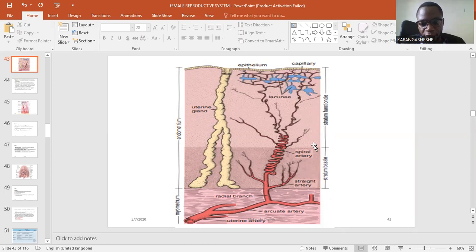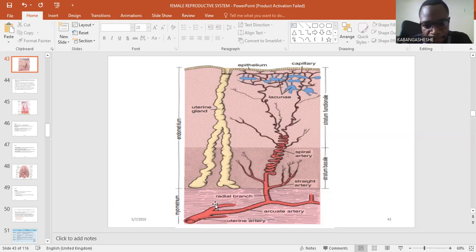Now, before we look at the muscle layer, I would like us to observe that the type of arteries found in the stratum basale and the functional layer are totally different. So, in the stratum basale, we find spiral arteries. If you can observe there, you see those arteries are coiled up. So this is a branch of the uterine artery, of course, coming from the internal iliac artery. I'll show you that much later on.